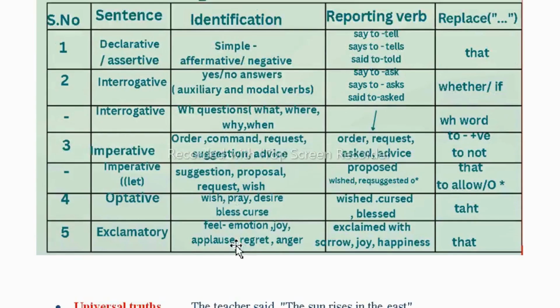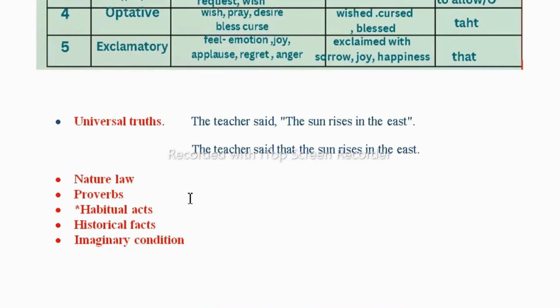In this video, we are going to solve textbook exercises, and there are some sentences which cannot be changed from direct to indirect speech, like a universal truth. For example, the teacher said, the sun rises in the east. Here you cannot change the reporting verb. The teacher said, instead of this comma, you need to write that and remove these inverted commas. The sun rises in the east. You cannot write that the sun rose in the east. Here also it stays the sun rises in the east. So this is a universal truth. You cannot change it from direct to indirect. Proverbs, habitual action, historical fact or imaginary condition, all of these you cannot change from direct to indirect, which means the verb cannot be changed there.